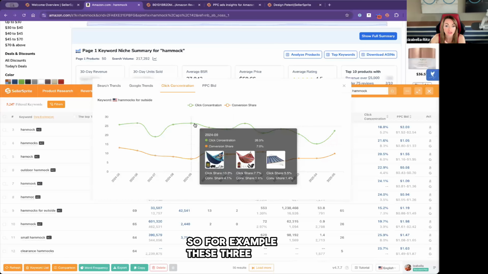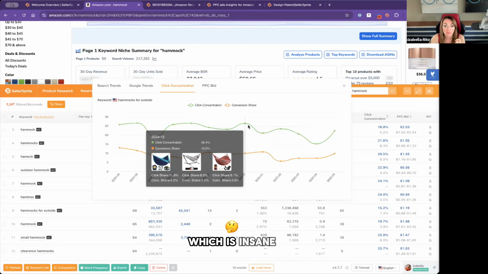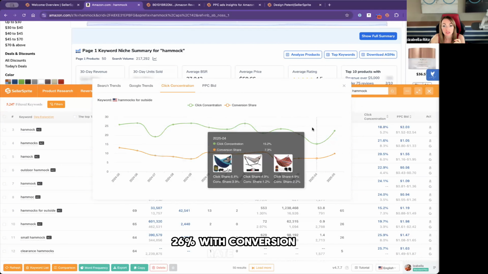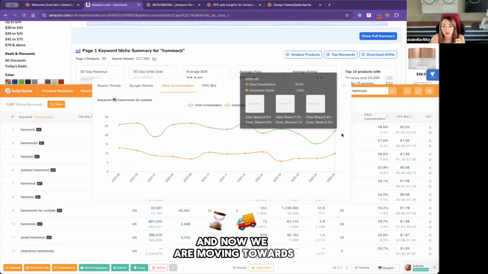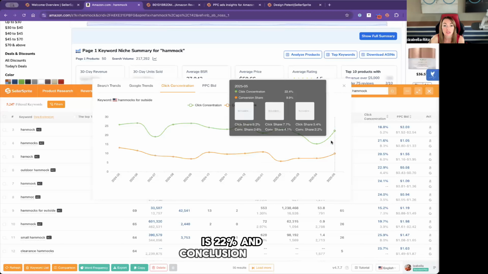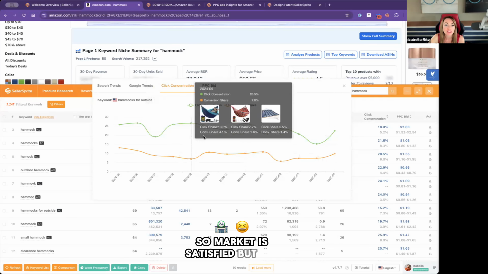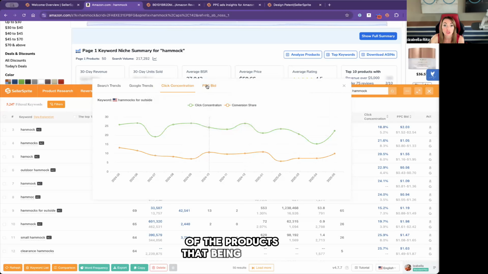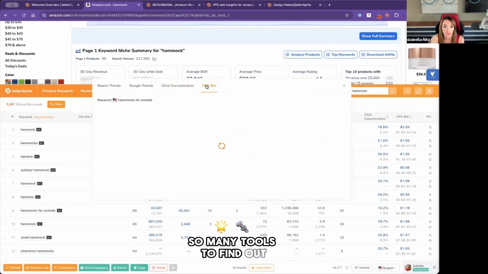So for example, these 3 ASINs had the click share of 26% with a conversion rate of 7%, which is insane. And if you move to December, the click concentration was 26% with conversion rate 10%. And now we're moving towards May, where we're at right now while I'm creating this video. It's 2025, and we have these ASINs, I don't know why I don't see the pictures, probably the same ones, and the distribution is 22%, and conversion rate is 9.9. So the market is satisfied, but this is where we can see the pictures of the products that are being chosen the most, and you don't have to guess and go across so many tools to find out about this specifically.